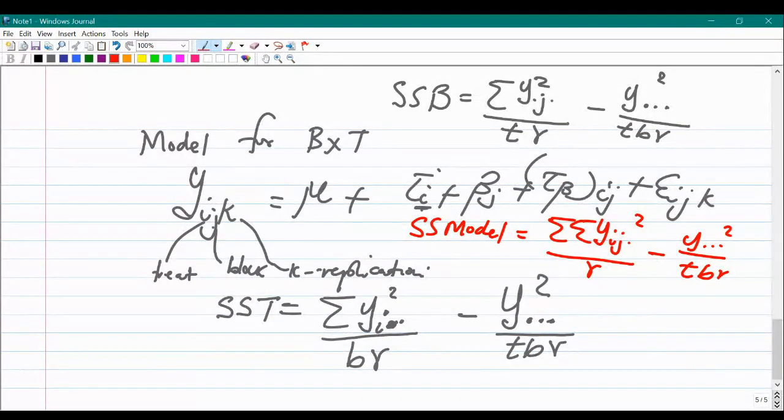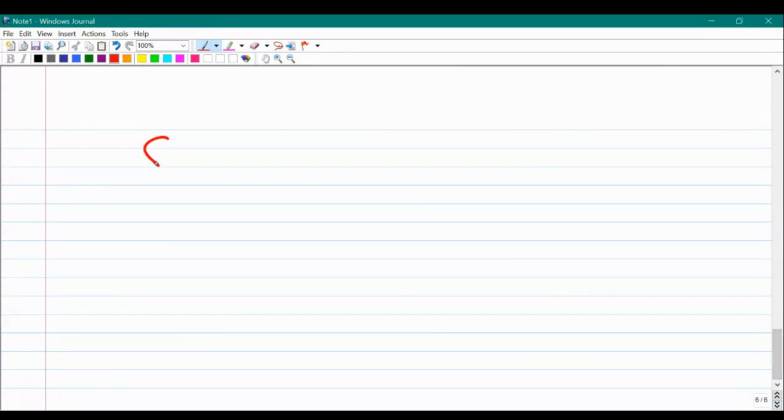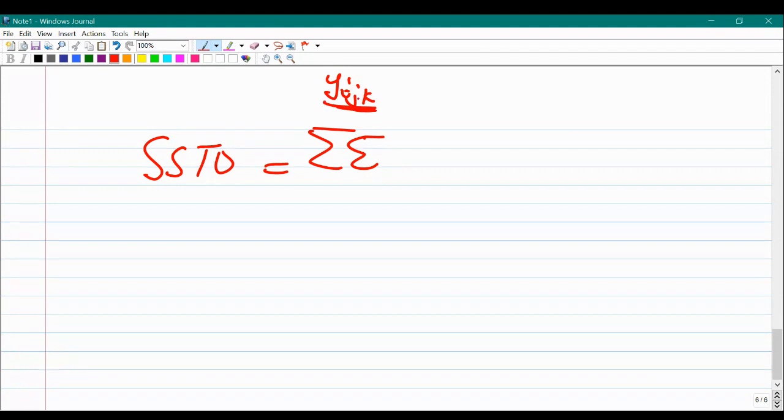The last one, Mr. Mabunda, is SSTO. The logic behind SSTO. SSTO is given by what? Because we have yijk, it means we have three summations, isn't it? We are going to divide by what, Mr. Mabunda? We won't divide with anything here. It was a trap by me putting the division. Why? Because everything is represented there, isn't it?